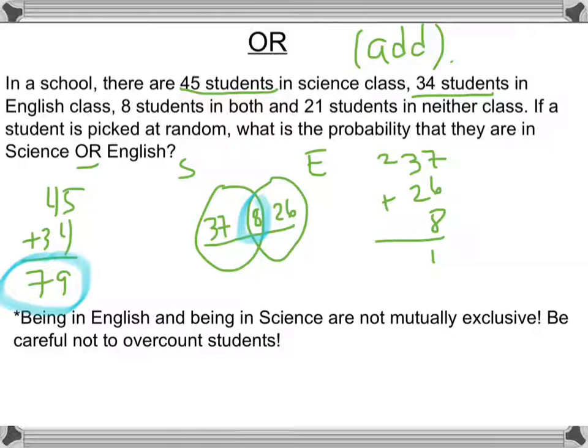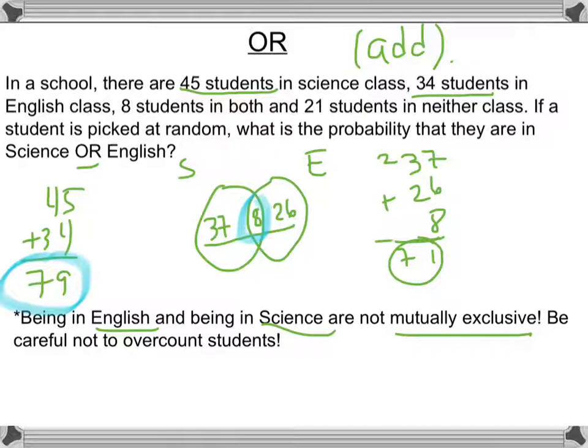Okay, and this would be 21, carry the 2, and so it's 71 here. Okay, and you'll see the difference between 79 and 71 is those 8 students, and that's because I had overcounted by 8. And that's because being in English and being in science are not mutually exclusive, meaning there are students who could be in both.